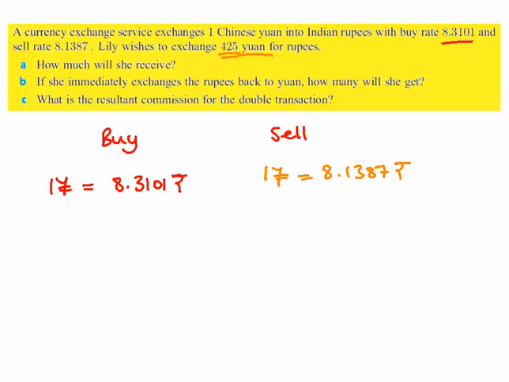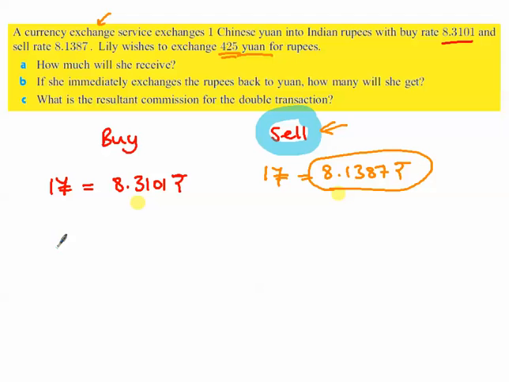Okay, so this person has 425 Chinese yuan, and the question is how many rupees will she get? The difference between a buy and sell rate is, notice that this one's slightly smaller than this one. So when you go to an exchange place, you're going to use this sell column to work out how much of the foreign currency you're going to get, because they're selling at this rate. So for every 1 yuan you have, you're going to get so many rupees.